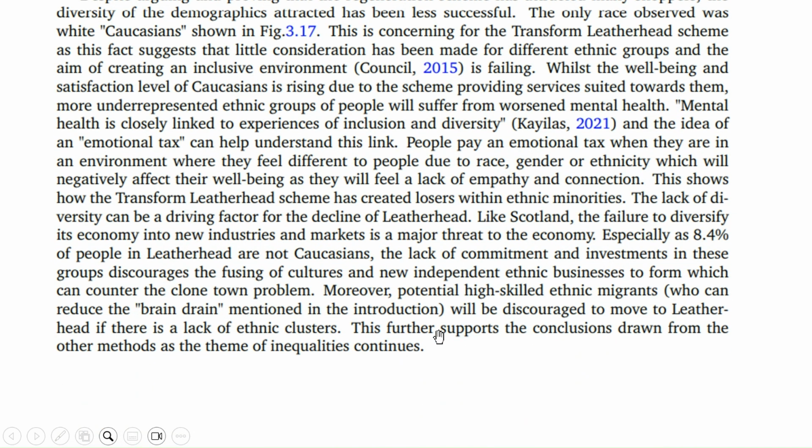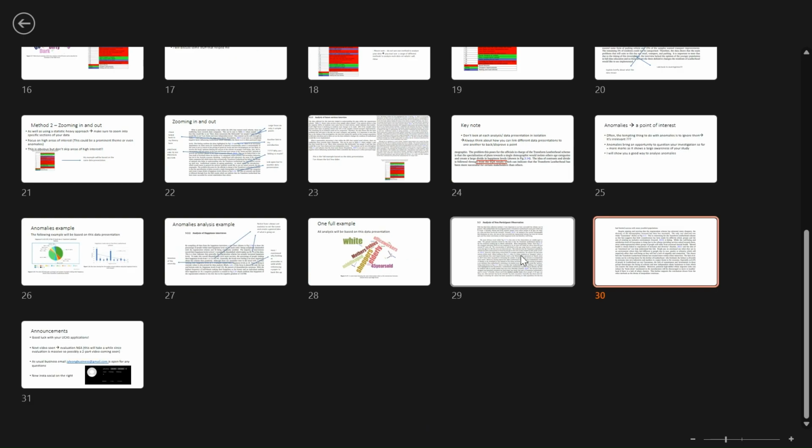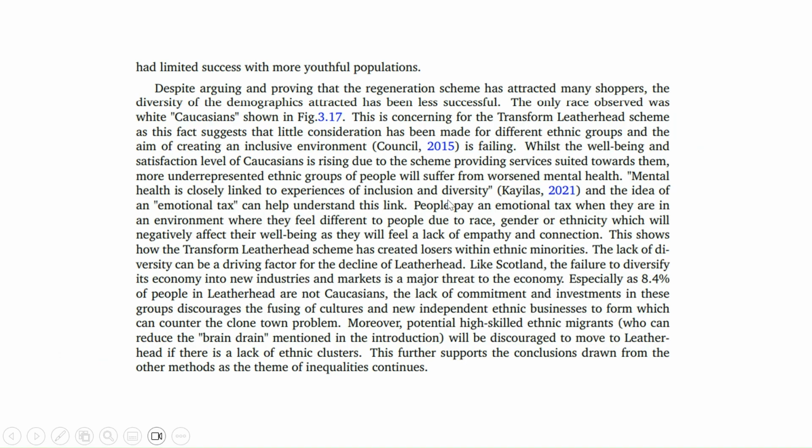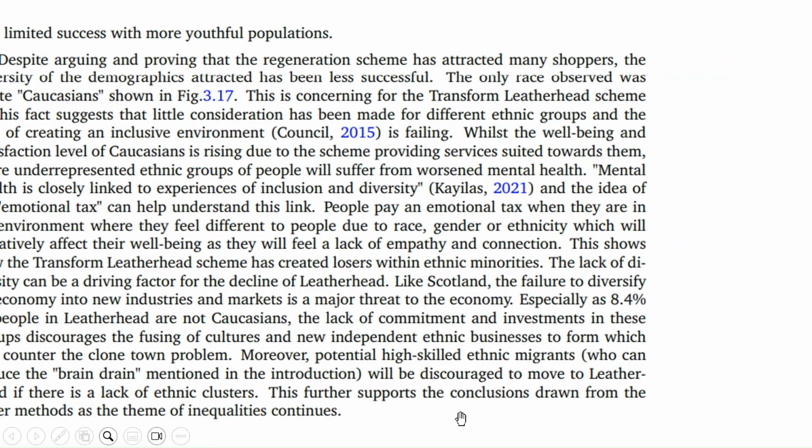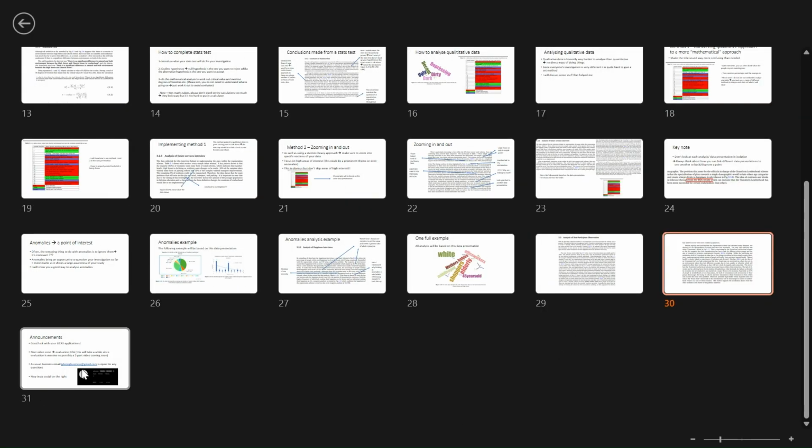Honestly, guys, it's quite hard to tell you how to analyze, but just take a look at it. I'll zoom in for you. You can pause it here. And I'm going to move on to the final slide.